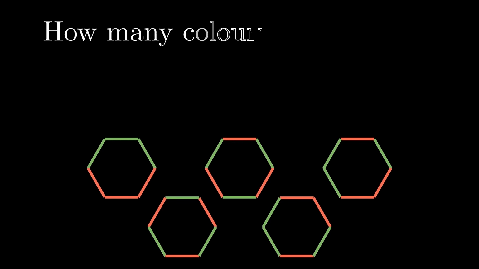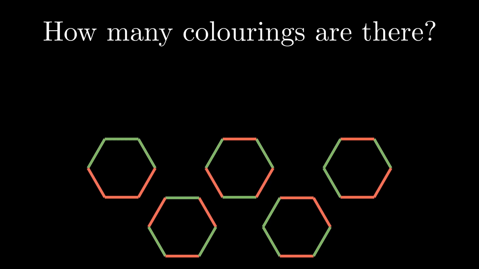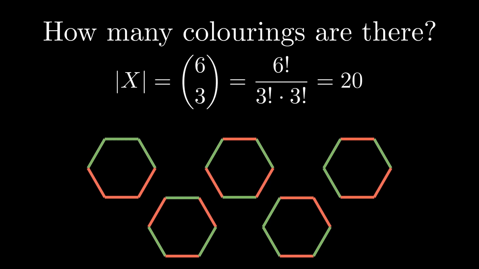Let's go back to our colorings. We might want to know how many colorings there are. Using basic combinatorics, we get that there are in total 20 colorings. However, some colorings are very similar. For example, these two colorings only differ by a rotation, and these two only by a reflection.